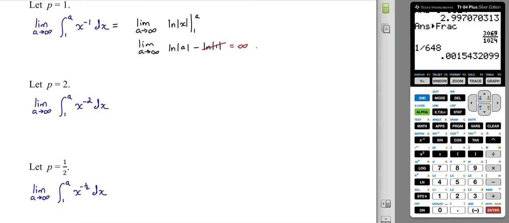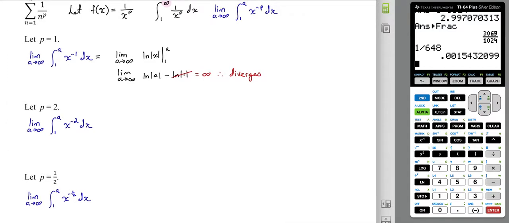So therefore our limit diverges. And so we would conclude that the series of one over n, because that was a power of 1, diverges by the integral test.